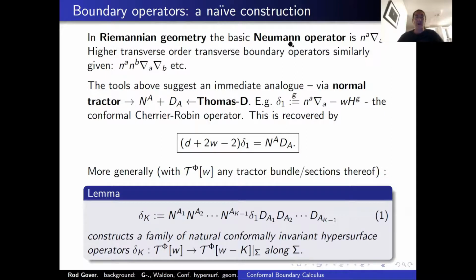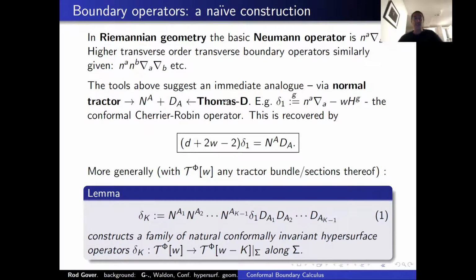So in Riemannian geometry, the basic Neumann operator is, you would take, for instance, the Levi-Civita connection and just contract in the normal. So we'd say this has transverse order 1 for obvious reasons, right? It differentiates once off the boundary direction. Or you could do two normals into two derivatives of the Levi-Civita connection, that would have transverse order 2 and so on. So we know how to do these things in Riemannian geometry. What about in conformal geometry? So we want to make analogues.